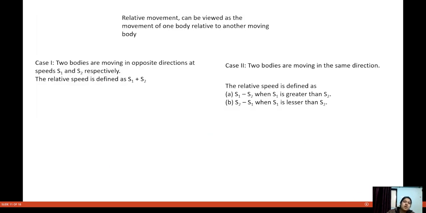Fine. Okay, so let us move forward. Now relative movement can be viewed. Now we are going to see the relative movement. When two bodies are moving simultaneously, we'll see what kind of conditions are made here. Okay, so let us begin.